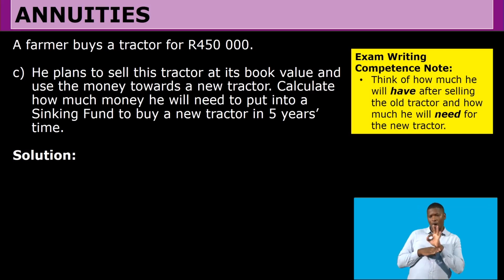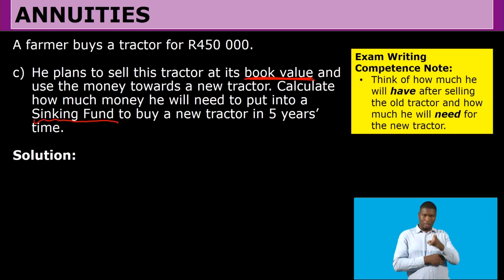It says he plans to sell this tractor at its book value. So he plans to sell this tractor at its book value and use the money towards a new tractor. Now calculate how much money he will need to put into a sinking fund to buy a new tractor in 5 years' time. Now we know that the book value has already been calculated, and that was the 280,000 rands. Do you remember that value? Yes, that was the 280,000 rands, 814 and 47 cents.